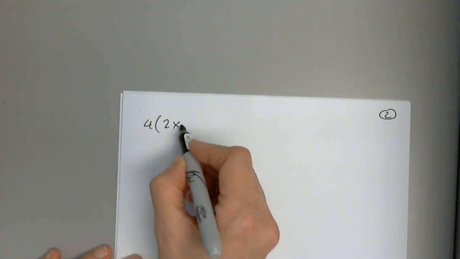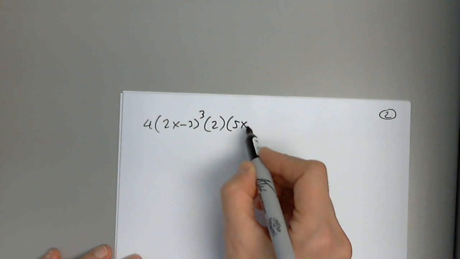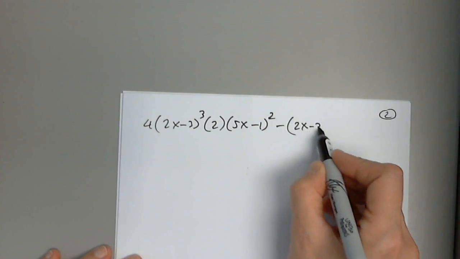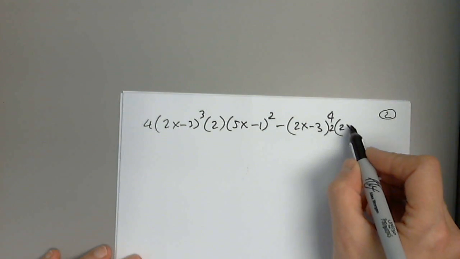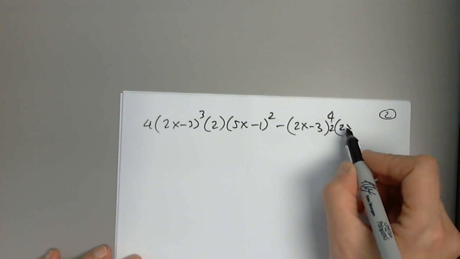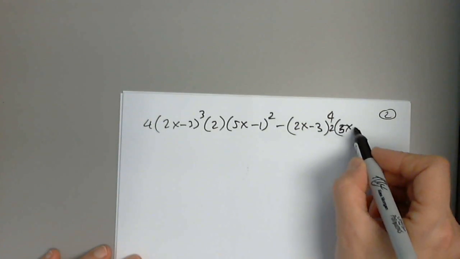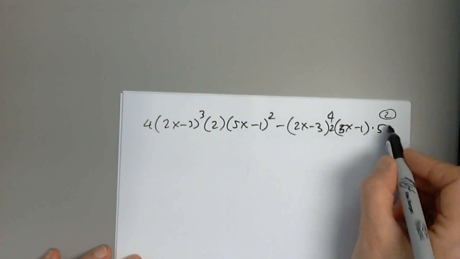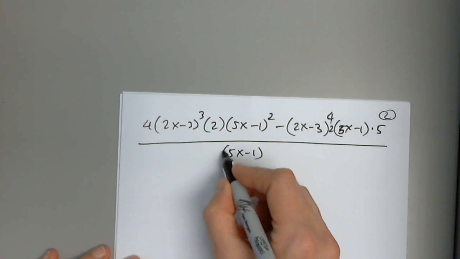I'm lazy. 4 times the quantity 2x minus 3 cubed times 2 times the quantity 5x minus 1 squared, minus the quantity 2x minus 3 to the 4th times 2 times the quantity 5x minus 1 times 5, all over the quantity 5x minus 1 to the 4th.